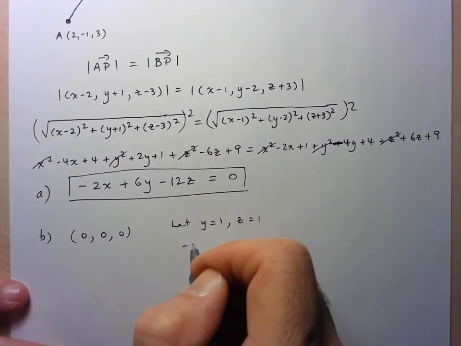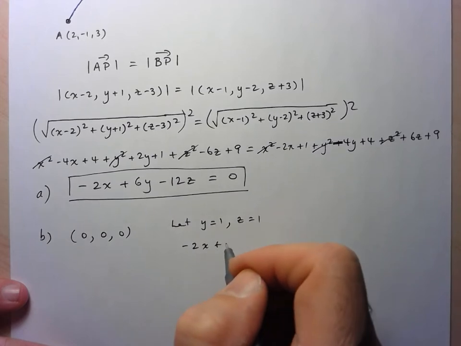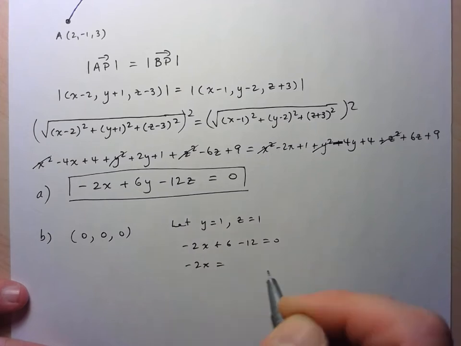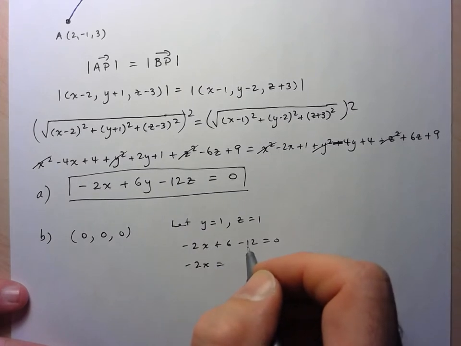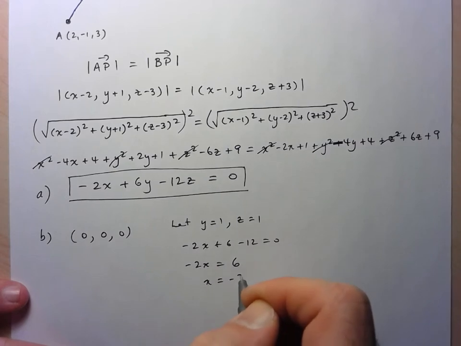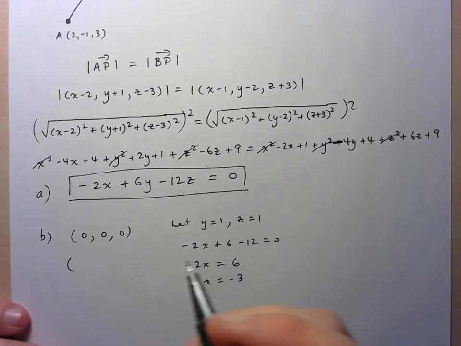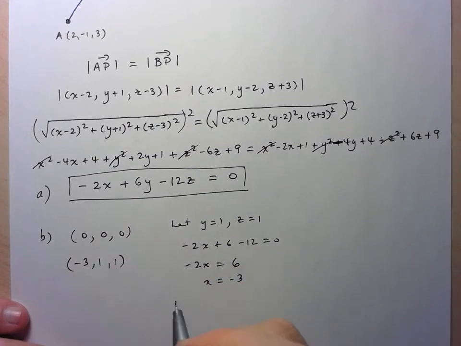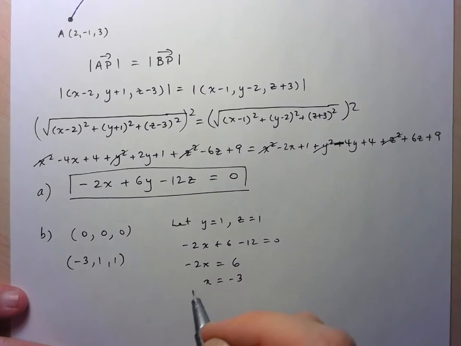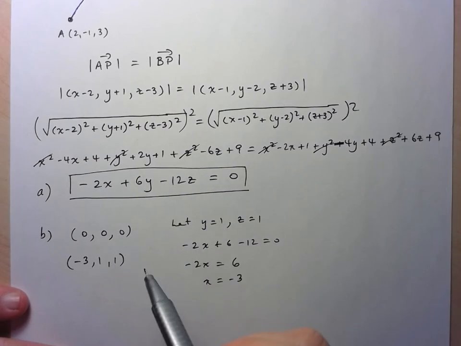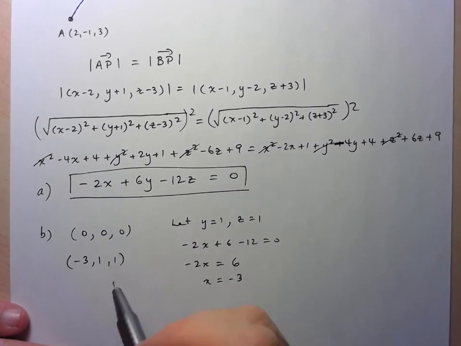I'm left with negative 2x plus 6 minus 12 equals 0. So negative 2x equals, well, 6 minus 12 is negative 6. Bring it to the other side, it becomes positive 6, so x is equal to negative 3. So one other point could be (-3, 1, 1). And I can do a whole bunch of those. I can pick an x value and a z value and solve for y, or pick an x and a y and solve for z. So it looks like there are infinitely many solutions. These just happen to be two of them.